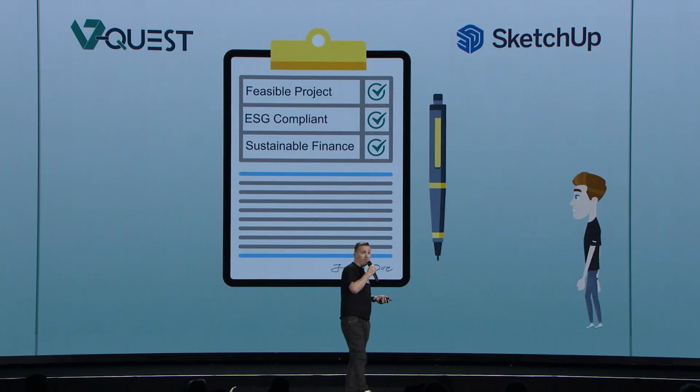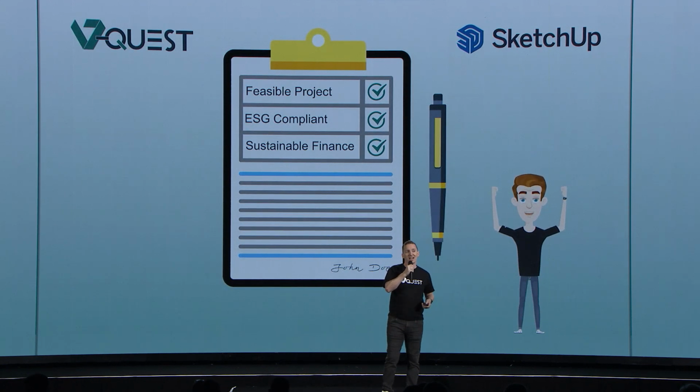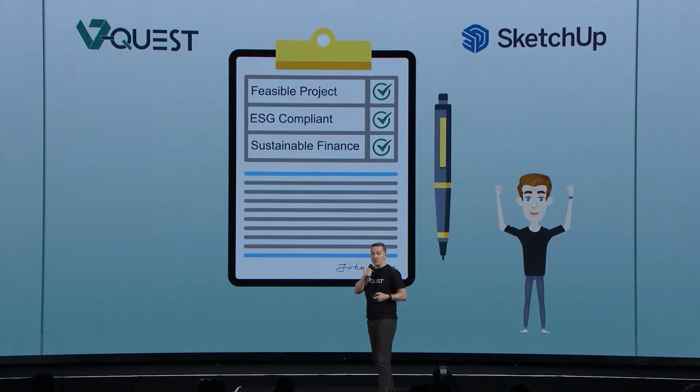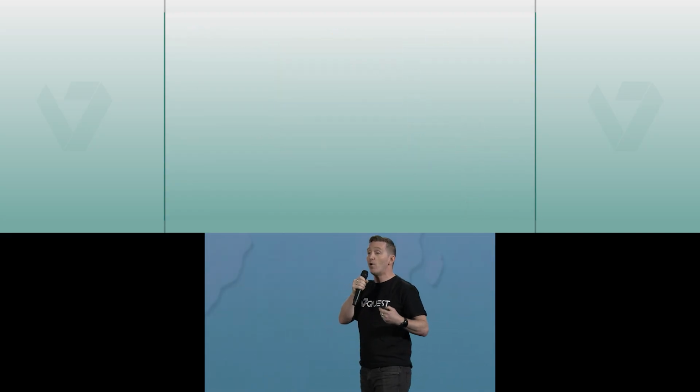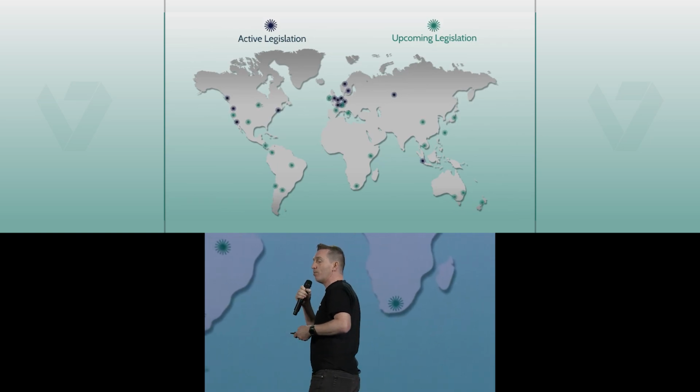Now, what can you do with that information? Well, you can walk into your bank and you can start asking them about green funding. They're likely to say yes because you've already proven the sustainability potential of your project.